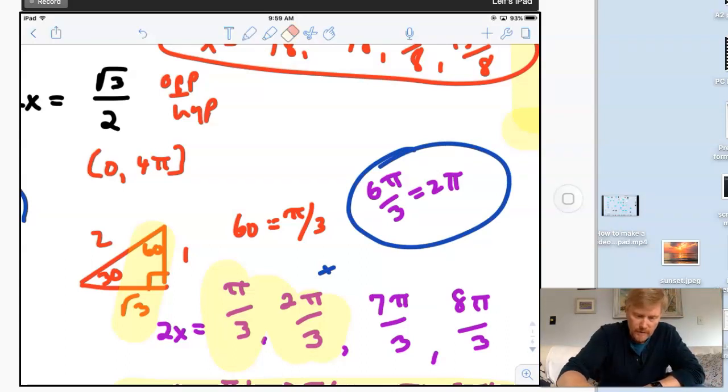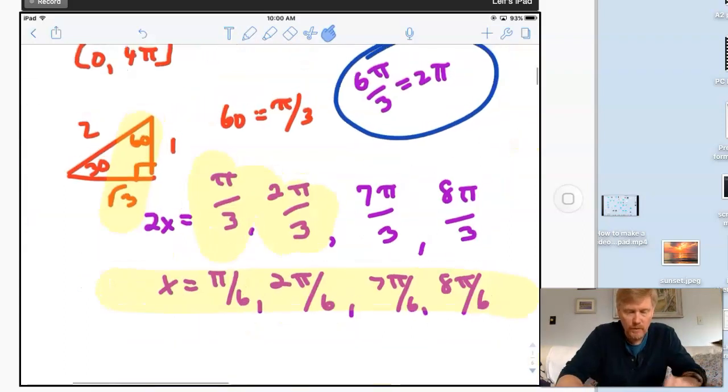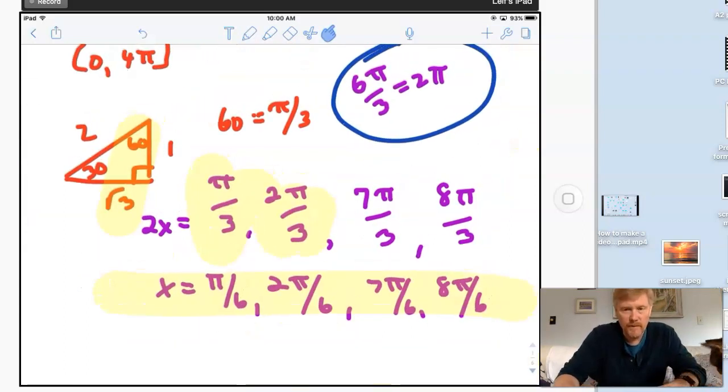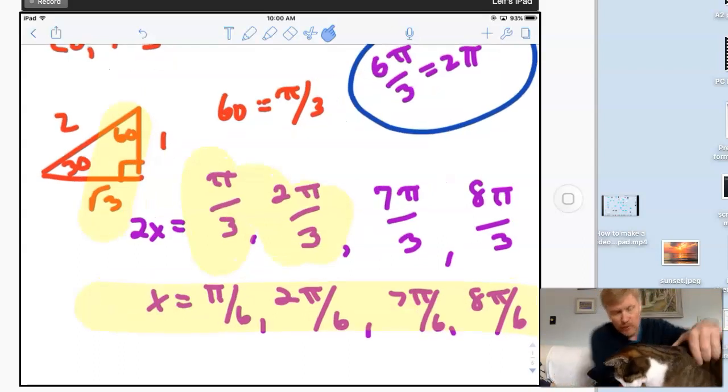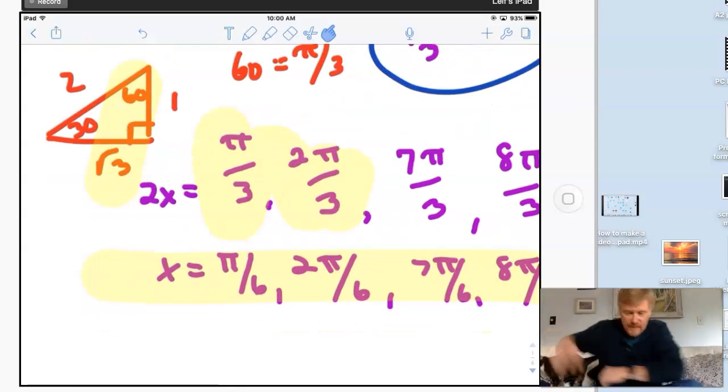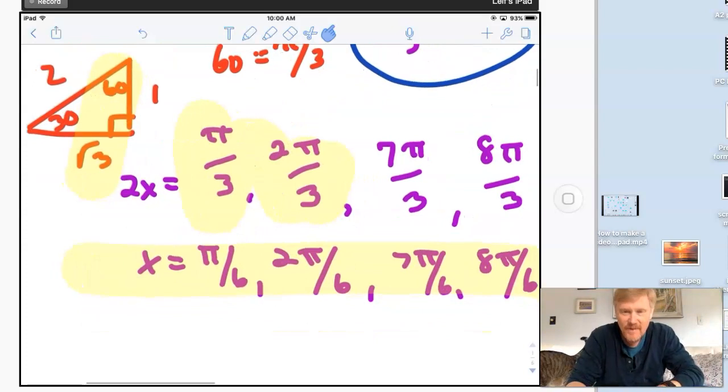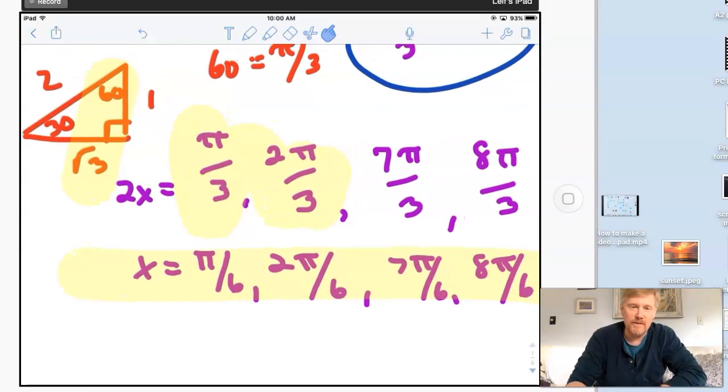All right. And the last thing I do is I divide everything by 2. So once again, when you divide by 2, you can just double the denominator and get your answers: pi over 6, 2 pi over 3... Divide by 2, multiply the denominators by 2, and get all your answers.